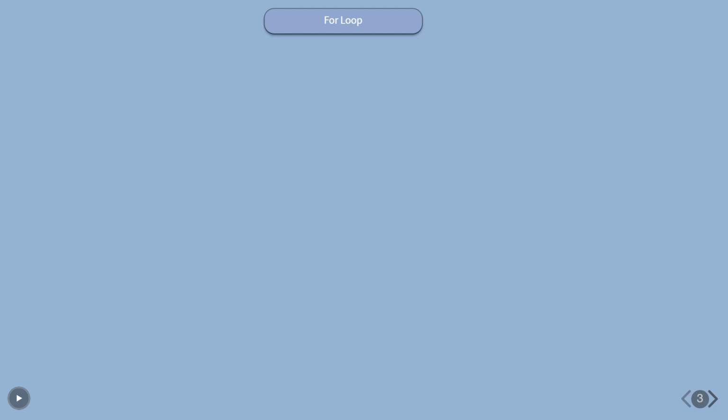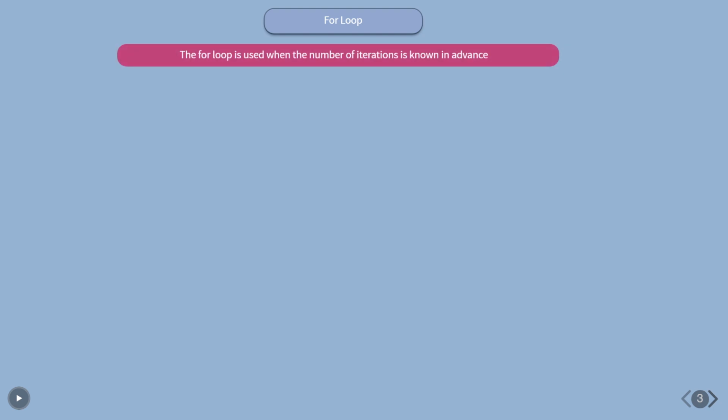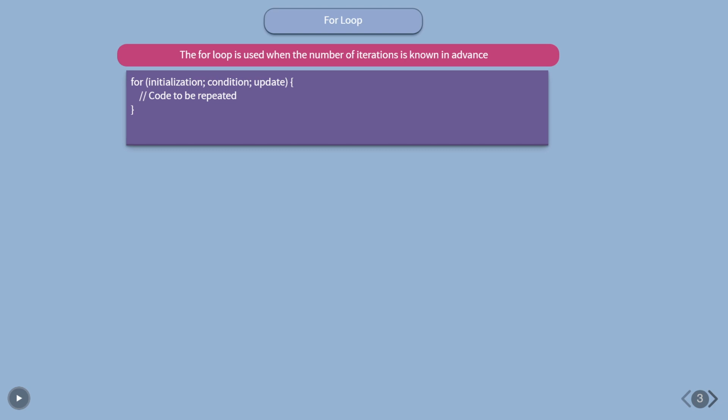For loop. The for loop is used when the number of iterations is known in advance. Here is the for loop structure. Initialization is executed once before the loop starts. Condition is checked before each iteration. If false, the loop exits. Update is executed after each iteration.